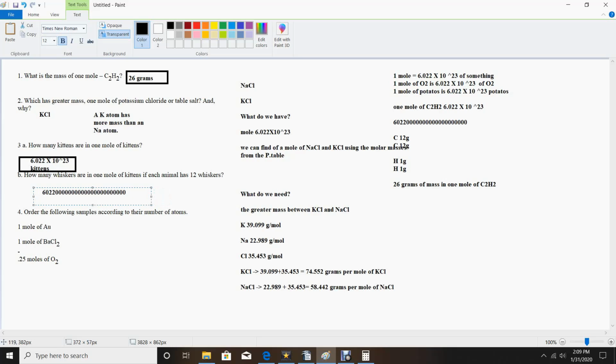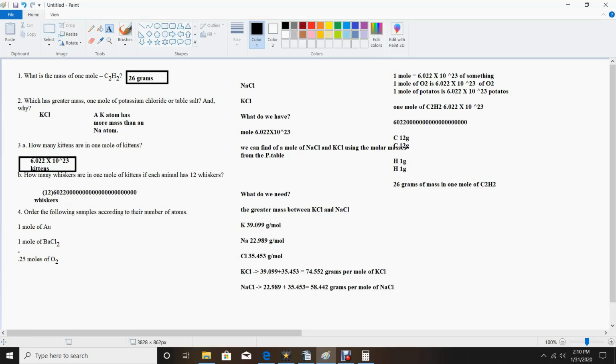And if each one of those kittens has 12 whiskers, then the answer is simply 12 times that number. And then you do need units. Their unit is whiskers here. Pretty straightforward. You could do that in scientific notation if you wanted to be a little cleaner.